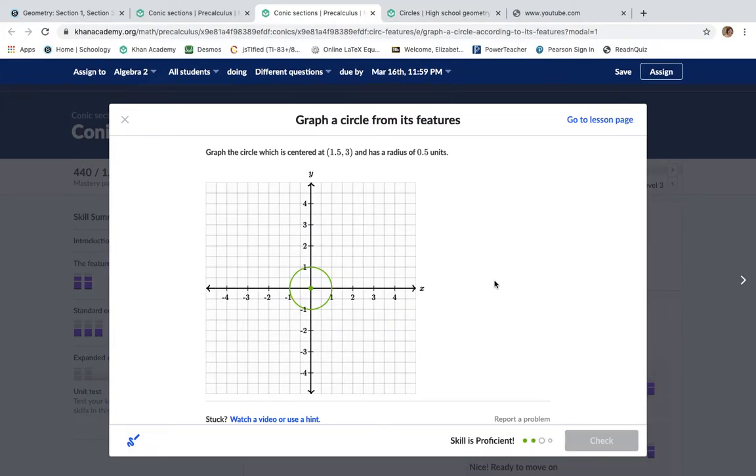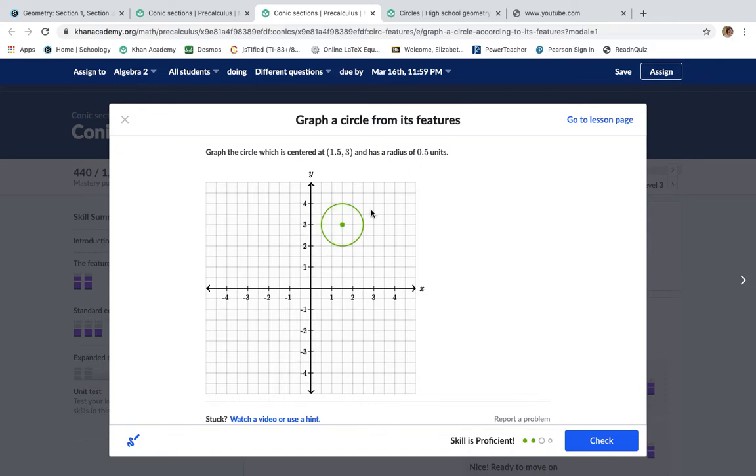So we'll start with ones that give us the features and we want to plot the graph. So this point in the middle is draggable, so I can click on that and drag it around. That point is the center. So I want to put that point at x is 1.5 and y is 3. Pay attention to your scaling on these. This one's counting by 1/2. Sometimes I count by 1, sometimes I count by 2s. So x is 1.5, y is 3.